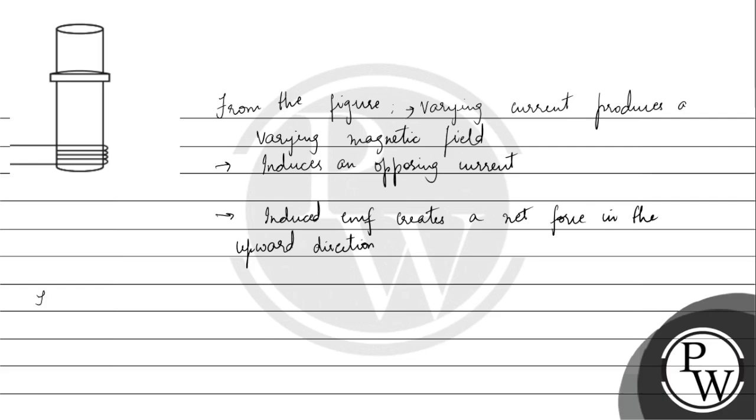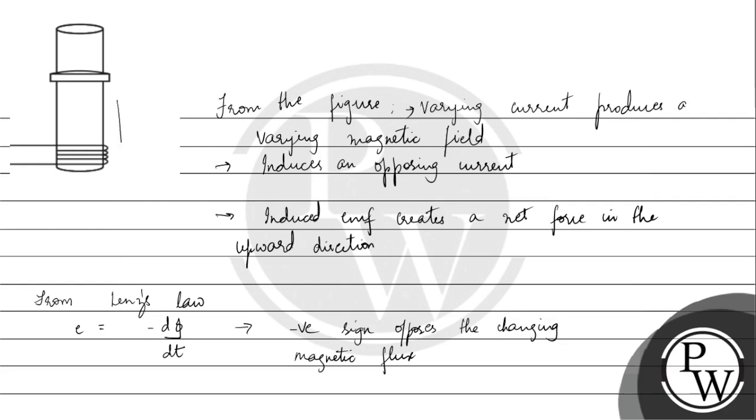So from लेंज़'s लॉ हम ये देख सकते हैं कि the induced EMF is minus d phi by dt, and the negative sign opposes the changing magnetic flux. तो अभी हम ये कंक्लूड कर सकते हैं कि एक अपवर्ड फोर्स जनरेट होगा because of the changing current, which in turn produces a changing magnetic field, which in turn produces an opposing current, which is having a direction opposite to that of the applied current. तो अभी हम क्वेश्चन पे वापस जाके करेक्ट ऑप्शन को टिक कर सकते हैं.